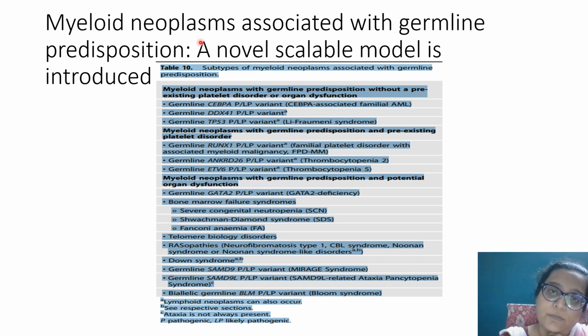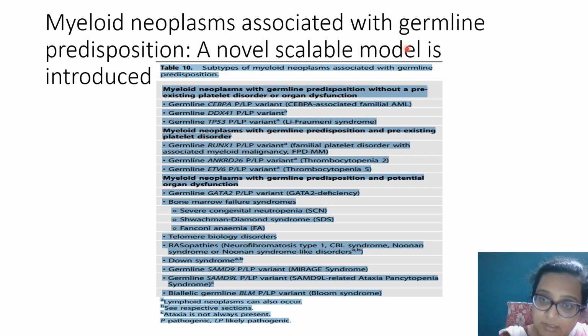Then myeloid neoplasms with germline mutation, we all know CEBPA mutations. So then myeloid neoplasm with predisposition and pre-existing platelet disorder. So you see the headings have changed. Myeloid neoplasm with germline predisposition without a pre-existing platelet disorder or organ dysfunction. This entire sentence was not there. It was just predisposition of germline. Now they have divided it on the basis of the platelet disorder.